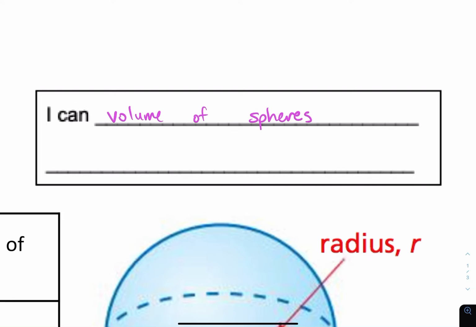Right, so 8.1 was all about finding volume of cylinders, and then we moved into volume of cones, and then today we're going to finally talk about what a volume of a sphere looks like.